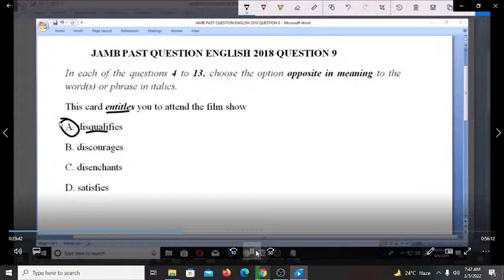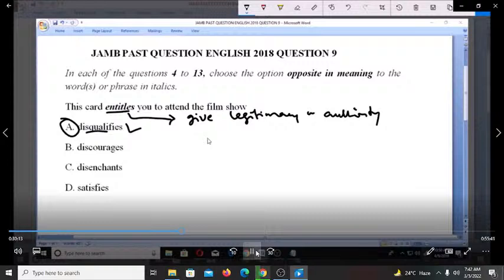So option A is the right answer, but to get a very clear picture of what is happening, we need to give the definitions of the various words concerned. So let's look at entitled. It simply means to give somebody the authority to do something, to give legitimacy or authority to do something. You understand? Now, disqualifies means to deny somebody or to declare somebody ineligible to do something. That means you cannot.